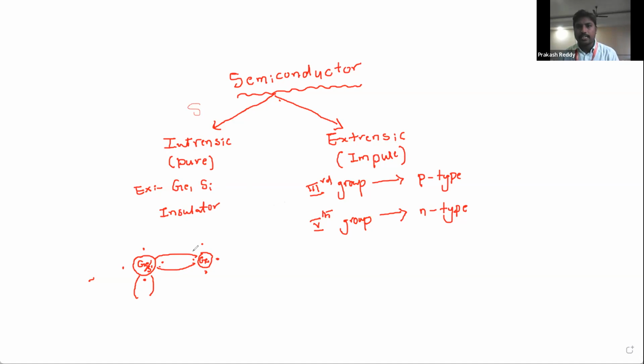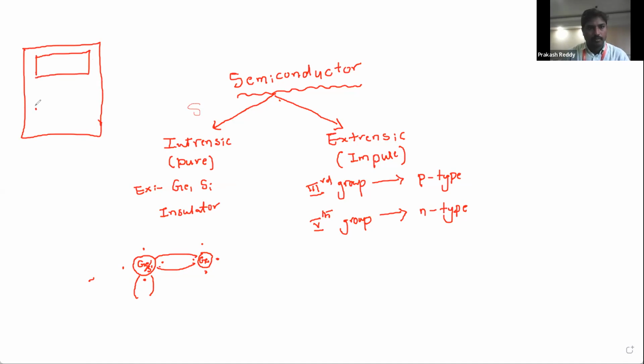Coming to the intrinsic carrier concentration, to find it we have to know what the charge carriers in the semiconductor are. Both electrons and holes are the charge carriers. When we take one semiconductor, this is the valency band and this is the conduction band.